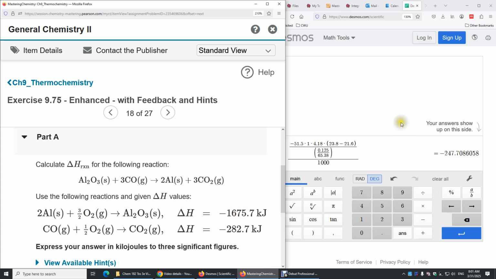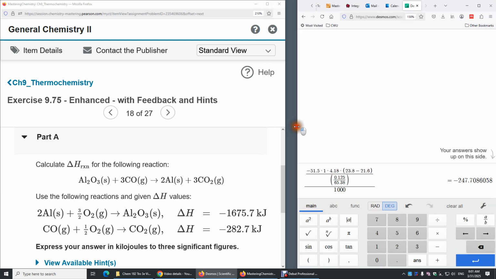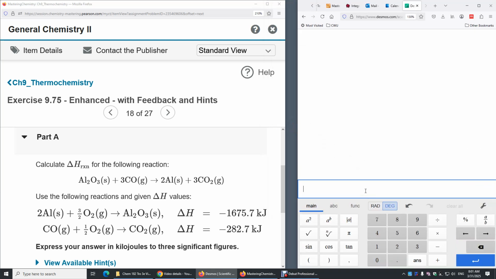So let me show you the calculator here. What we need to do is this. We'll have to flip the sign. So I'm going to put a plus sign here just to emphasize the change of the sign. So we need this to place aluminum oxide on the left hand side of this reaction.